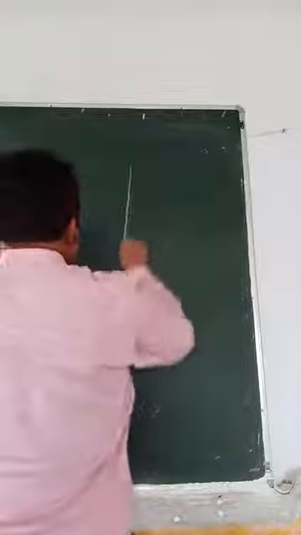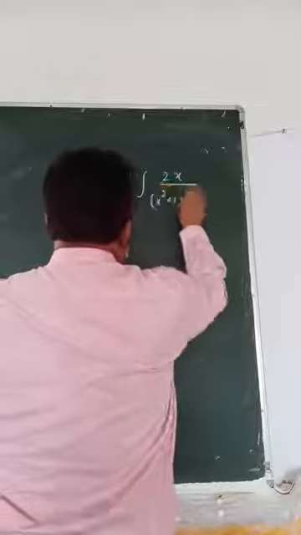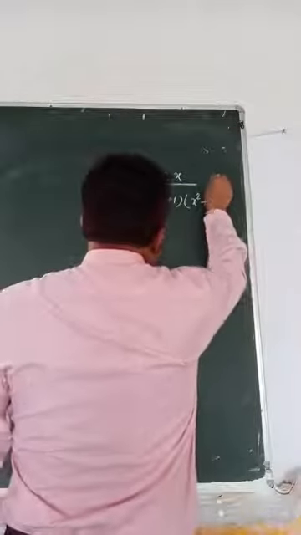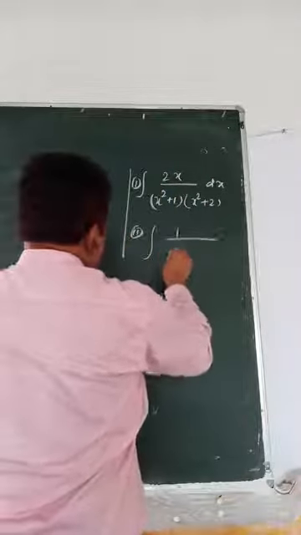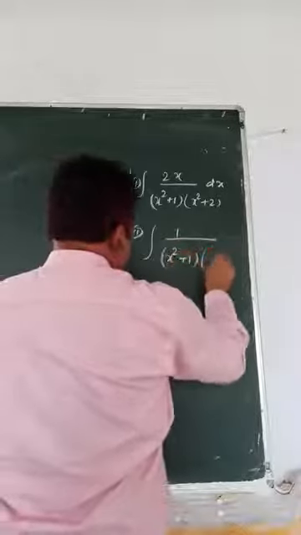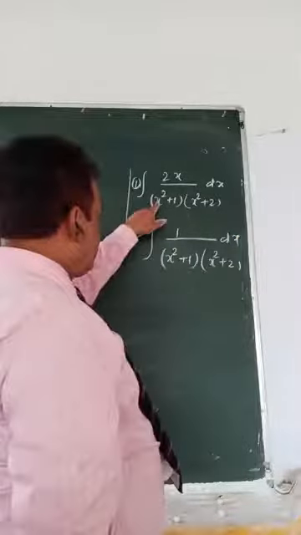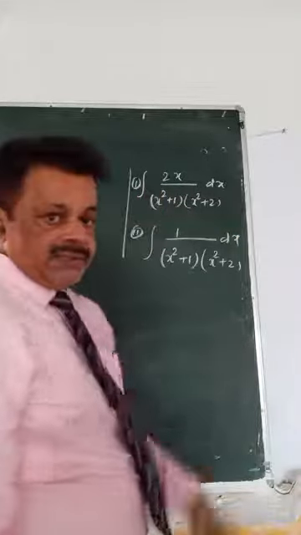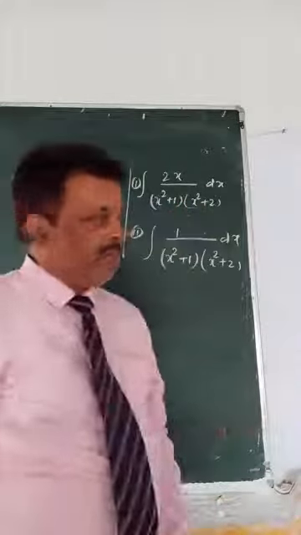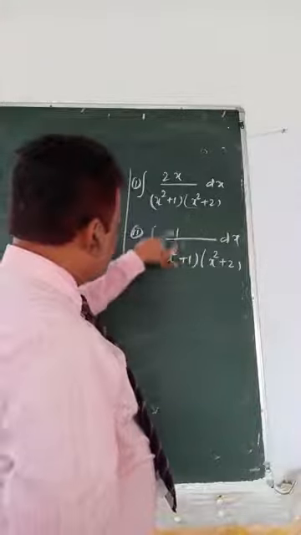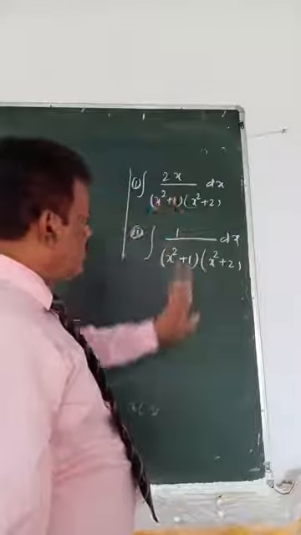Two integrals I am writing here. One is 2x by (x square plus 1)(x square plus 2) dx. The other one is x by... sorry, 1 by (x square plus 1)(x square plus 2) dx. See the difference. In the first, I can take x square as t because its derivative is here. Because we are studying linear functions, the degree is 2, we have to remove it. But in the other, the derivative is not here. These two are solved by different methods. So let me solve this one, then I will tell you how to solve the other.